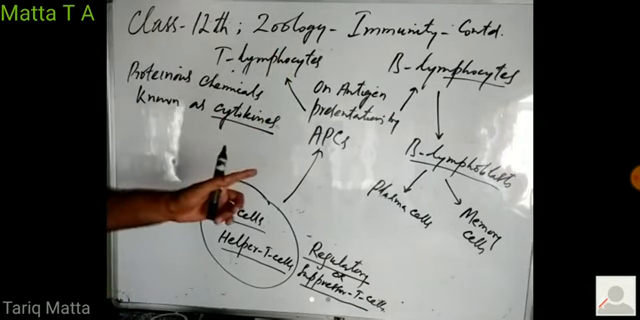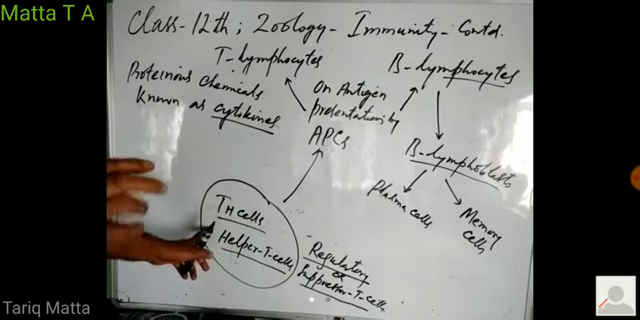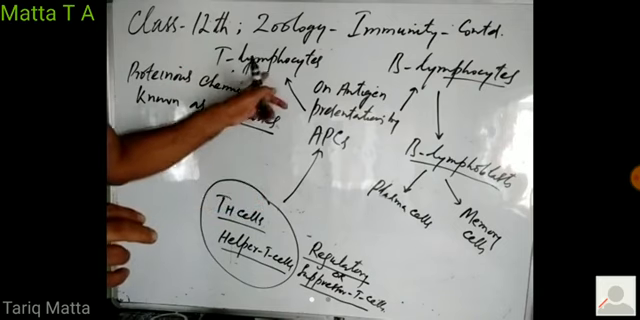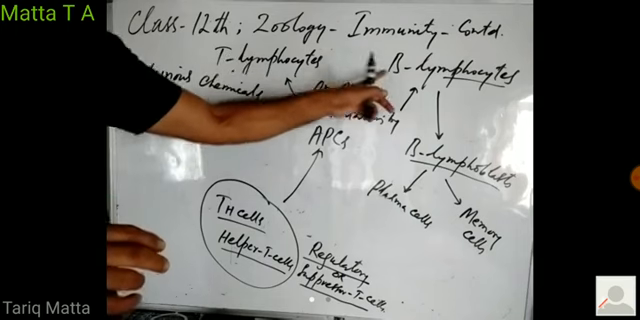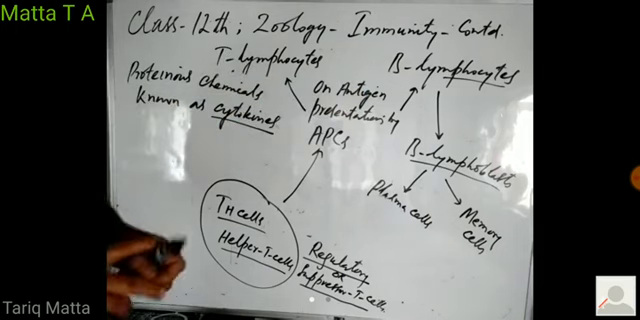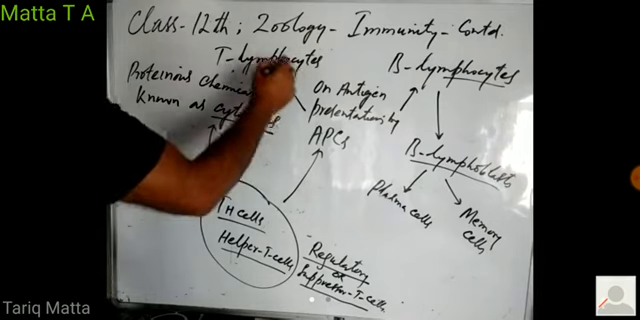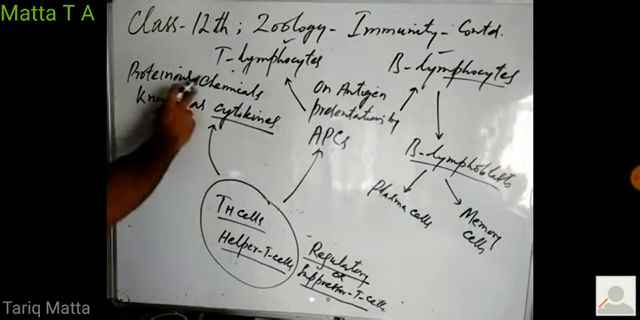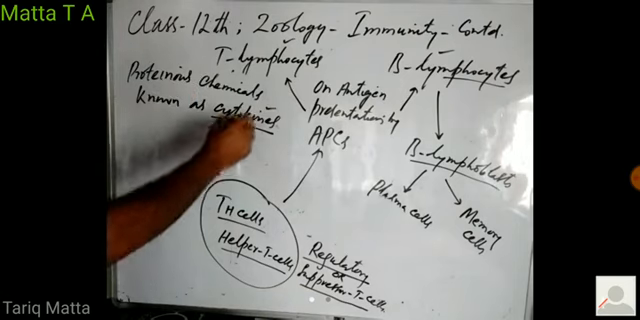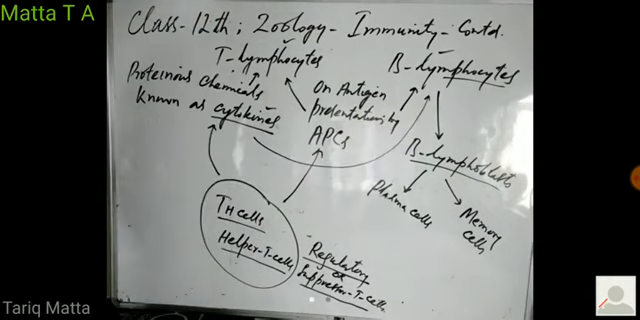So APCs first present the antigens to helper T cells. Then helper T cells present the antigen by cell-cell contact or by releasing cytokines to T lymphocytes and B lymphocytes so that they are stimulated, right? So these helper T cells either directly serve as antigen presenting cells and present antigens to T lymphocytes and B lymphocytes, or they release proteinous chemicals known as cytokines, which stimulate T lymphocytes and B lymphocytes for generation of an immune response.